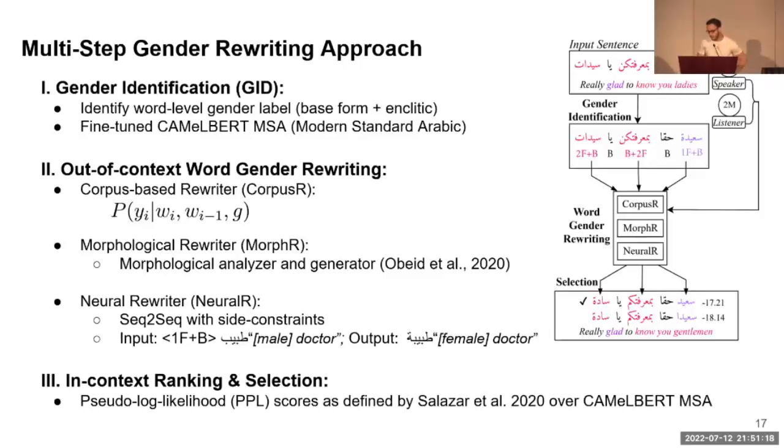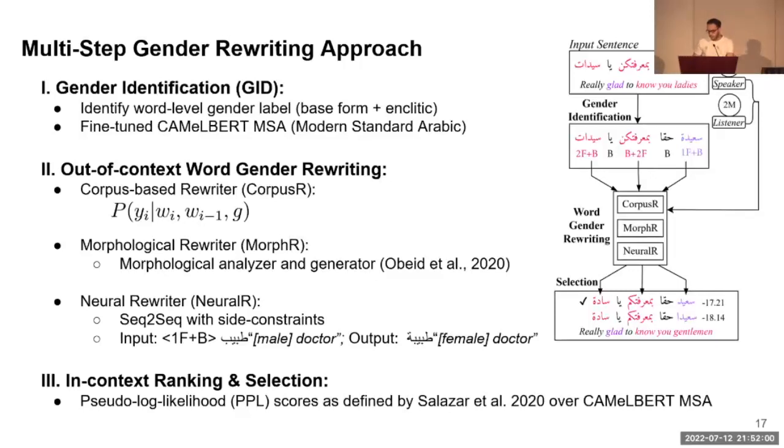The first component is basically a word level classifier that was trained by fine-tuning a model called CamelBERT, which is a BERT model that was pre-trained on the largest modern standard Arabic corpus to date. For the out-of-context word gender rewriting step, we developed 3 different rewriting systems. The first one we call corpus-based rewriter, or corpus R. This is basically a simple lookup model that is trained with maximum likelihood estimation. So given a bigram context and a word level gender, we would like to basically find the target word.